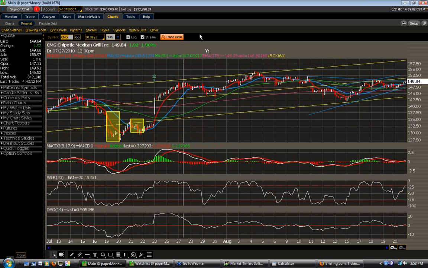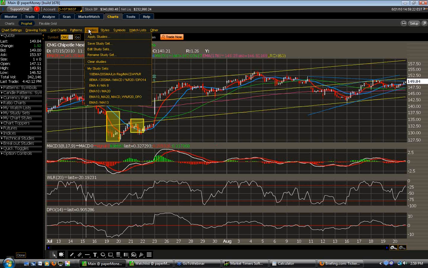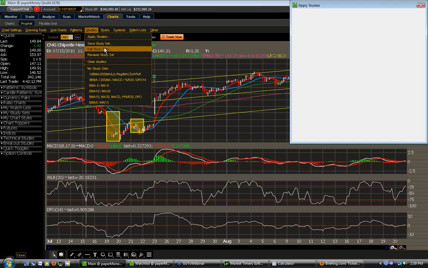Get a little bit tighter. Of course, I saw that same exact pattern, that piercing pattern, right before earnings on the 19th. Saw another one happen here. And, of course, I have my trend line set up here as well. They're all here, guys, under Studies, Edit Studies.